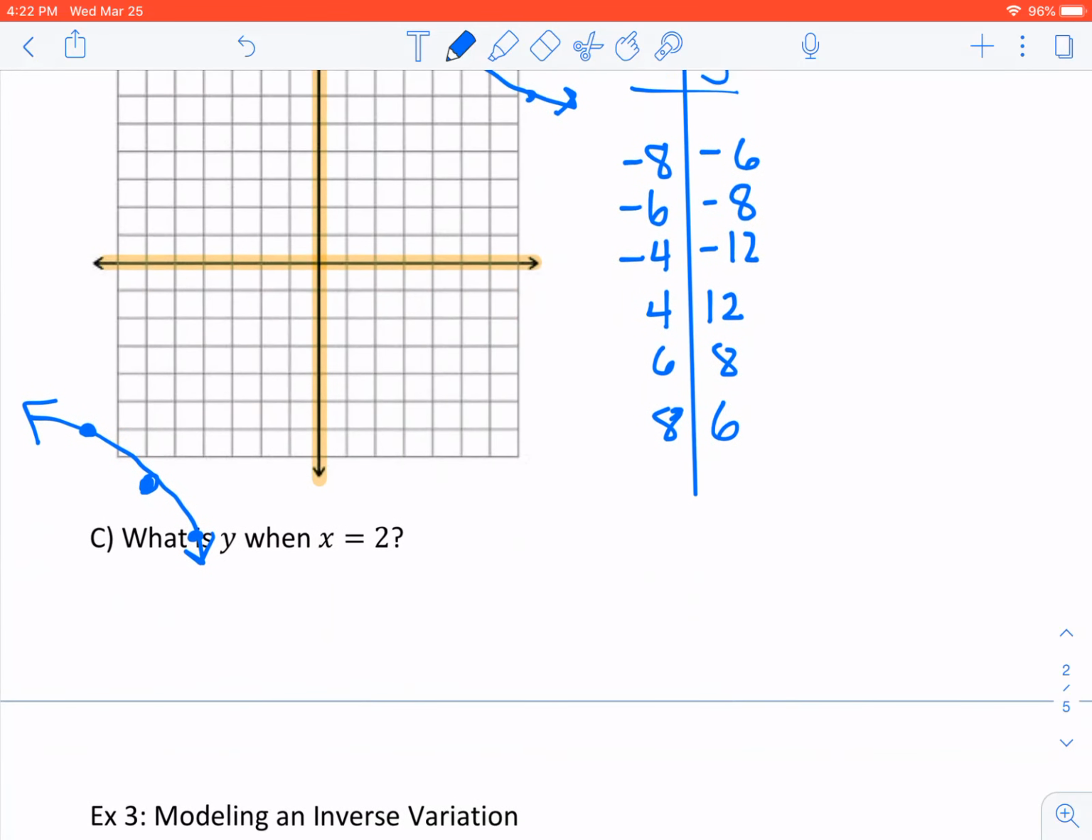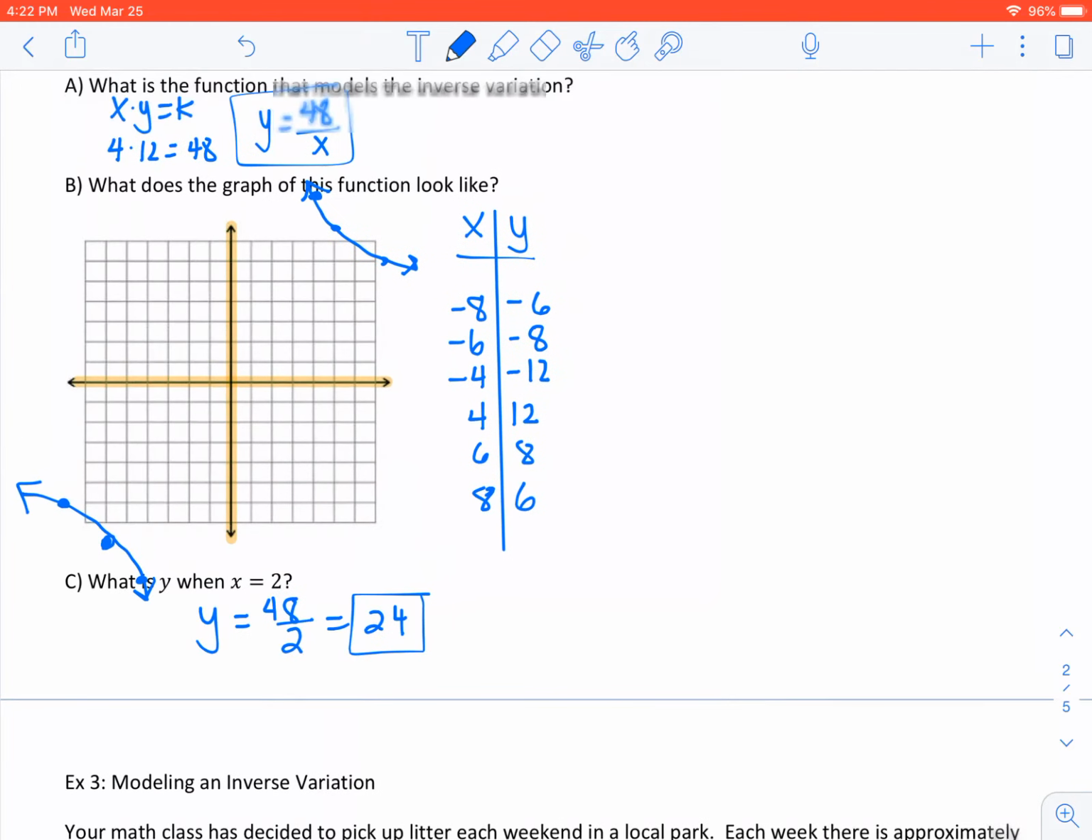Okay, the last question, what is y when x is equal to 2? So y is equal to 48 divided by 2. We plug that in, and we get a value of 24. Okay. So that is it for 8.1.